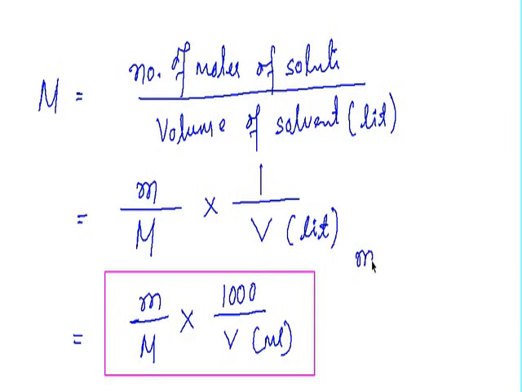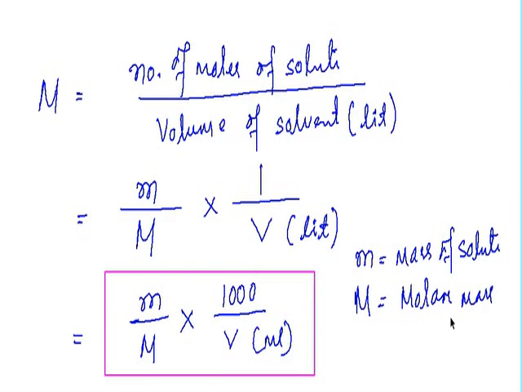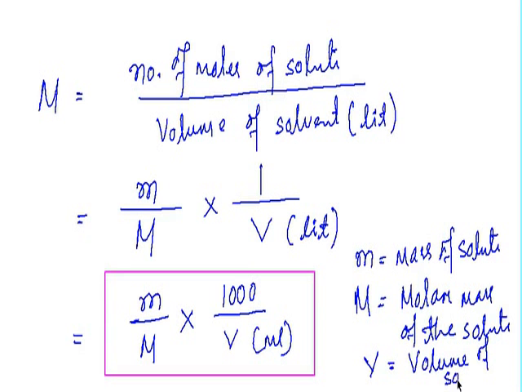Over here, small m is the mass of the solute, capital M is the molecular mass or molar mass of the solute, and V is the volume of solvent in ml. So now we will remember this formula and let's work out some of the examples, at least one or two, so that we know how to use this formula to calculate the molarity.